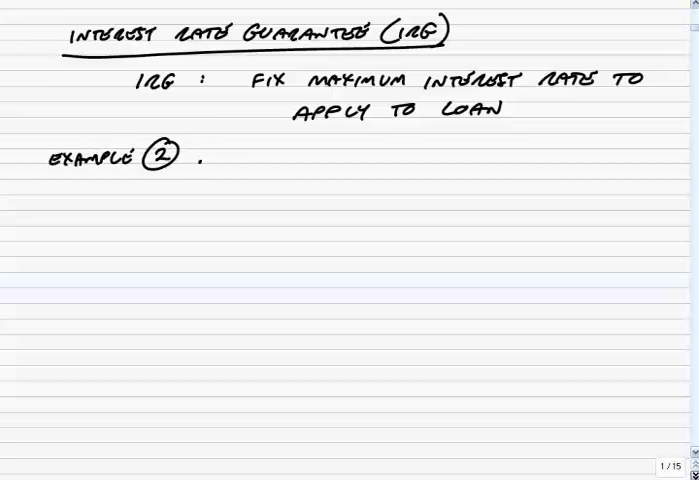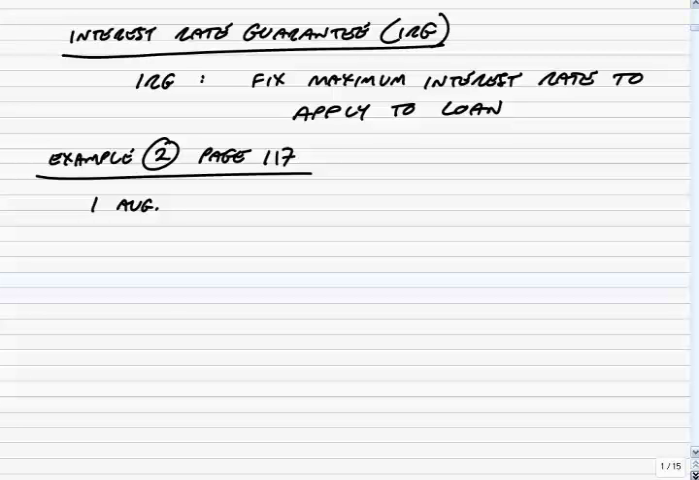On page 117. It's now the 1st of August, and Y plc will need a fixed interest rate loan of 200,000 for 6 months, starting on the 1st of December. And we've asked the bank for an IRG at 12%.